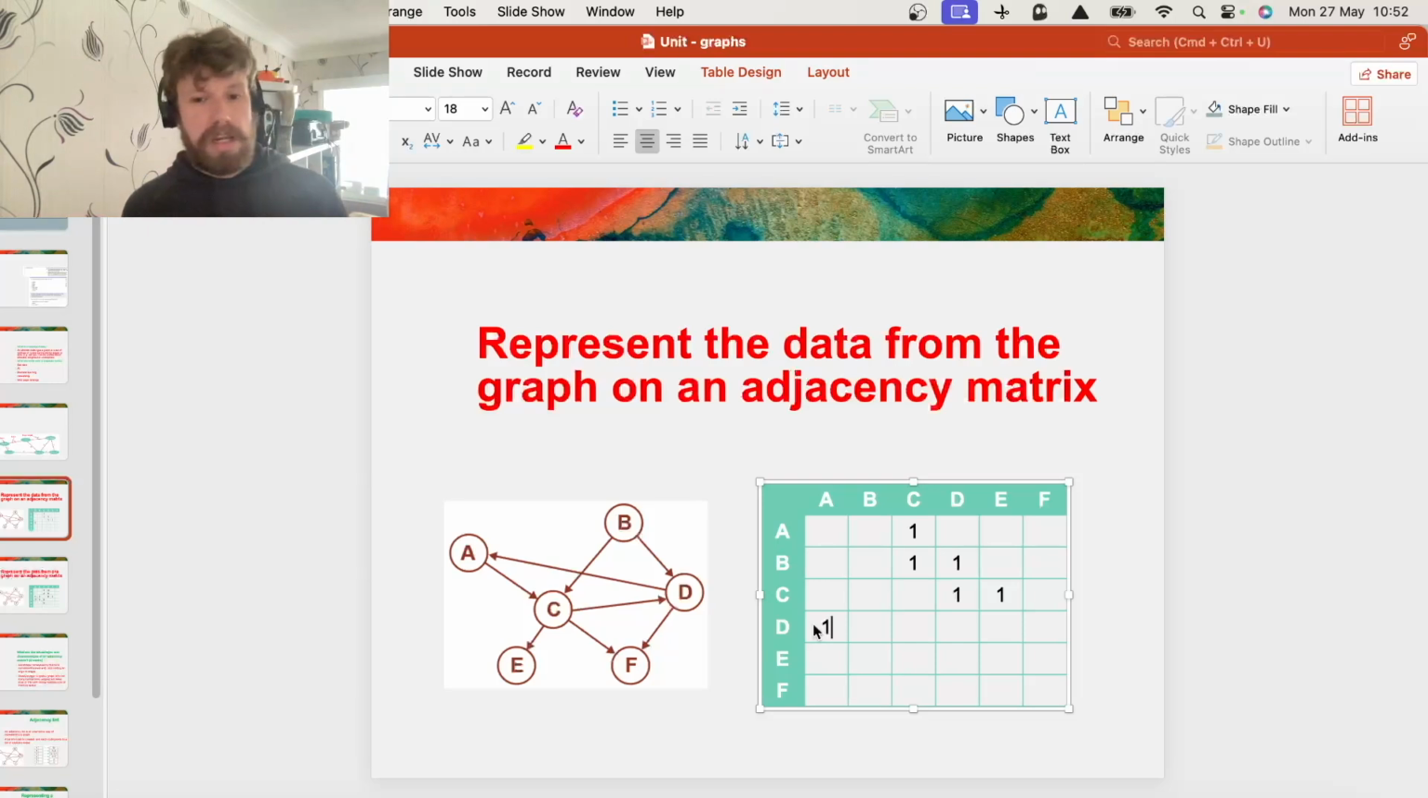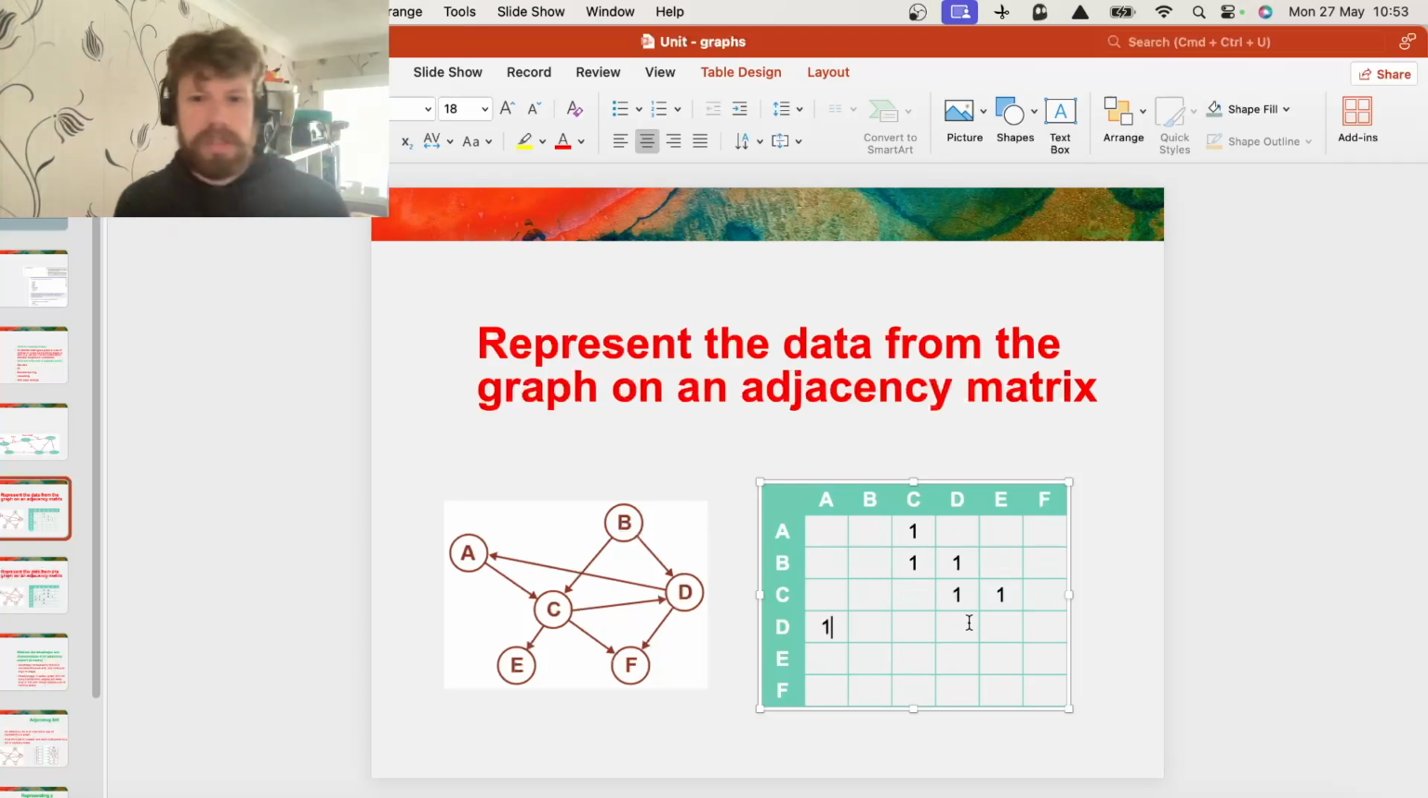So as you can see, I've been going through D to A, not A to D. Okay, so D to A, so the 1 goes there. The mistake which people are going to make is they're going to put it up there. Do not do that if it's a directed one like this. And then we've just gone through the rest of them.